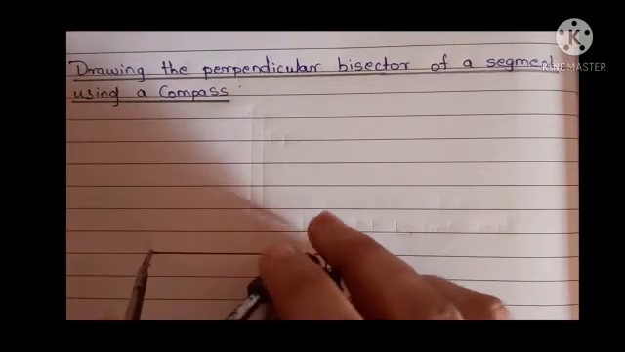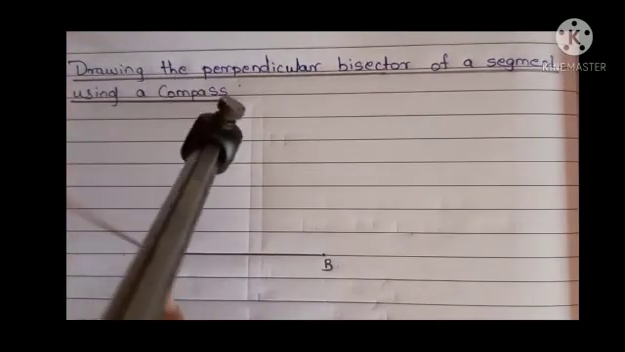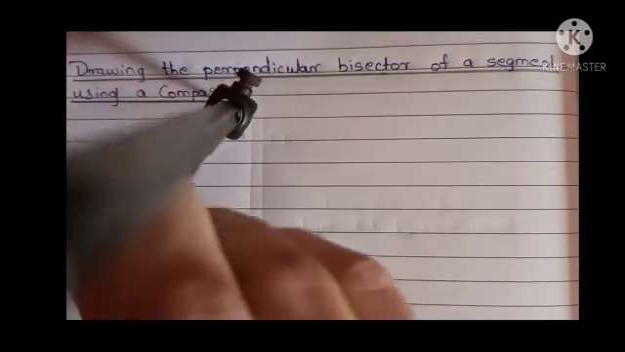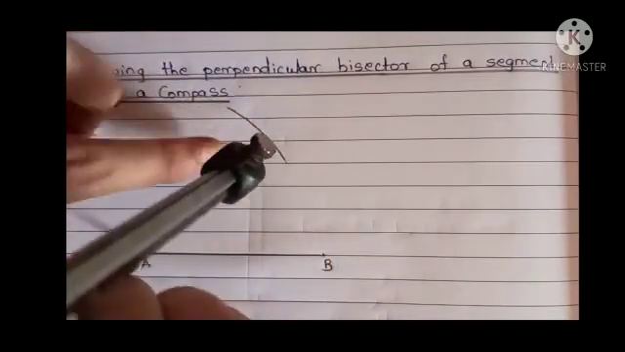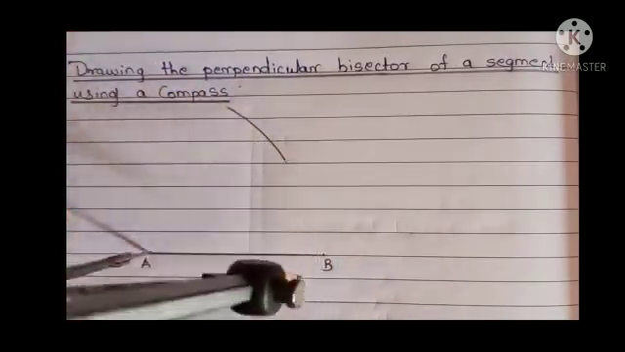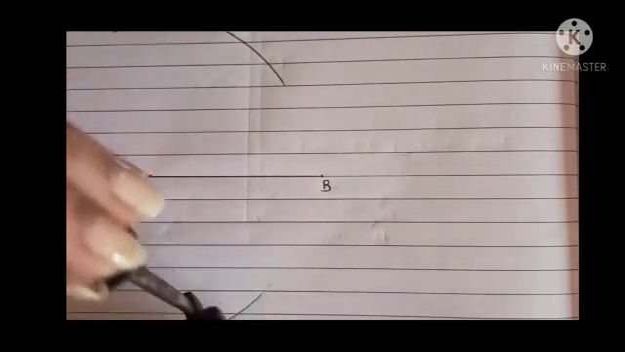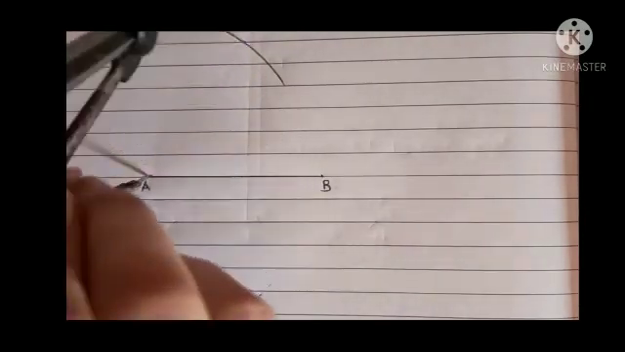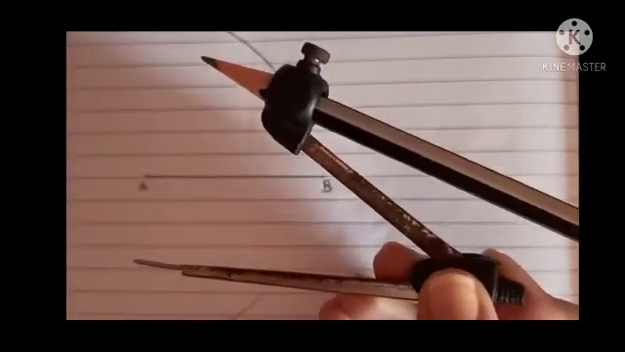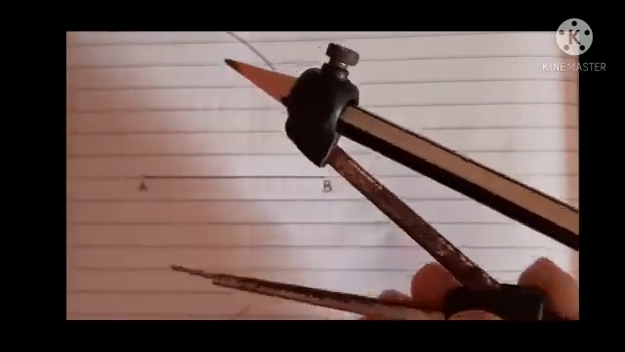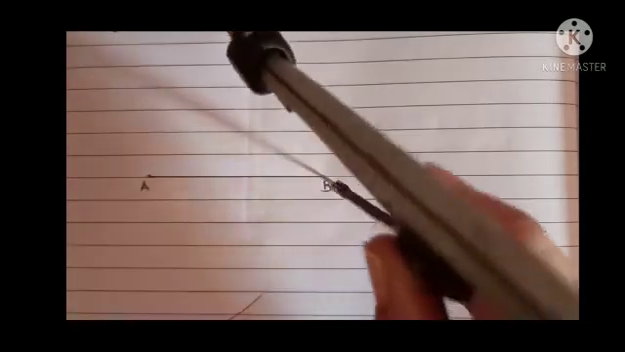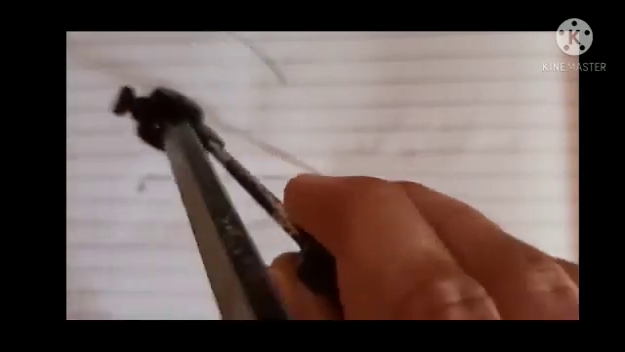draw two arcs, one below and one above. So first we will draw an arc above AB. This is one arc above AB, and the second arc will be below AB. Now, keeping the measurement of this compass same, place the compass point at B, and using the same distance, draw the arcs to intersect the previous arcs.